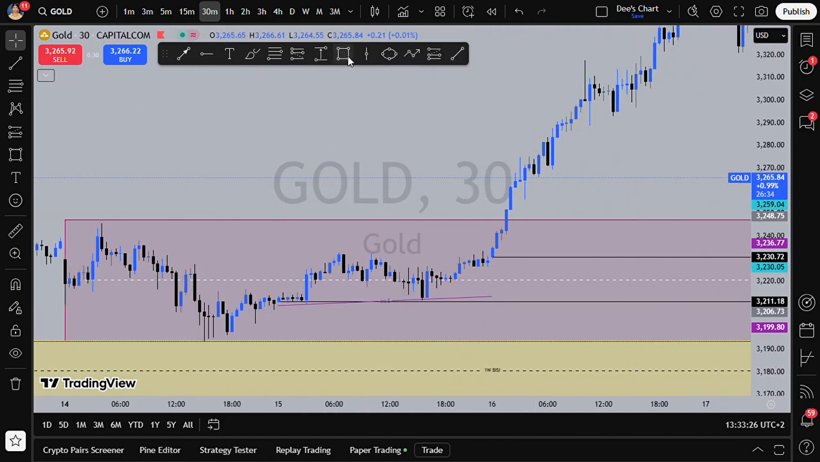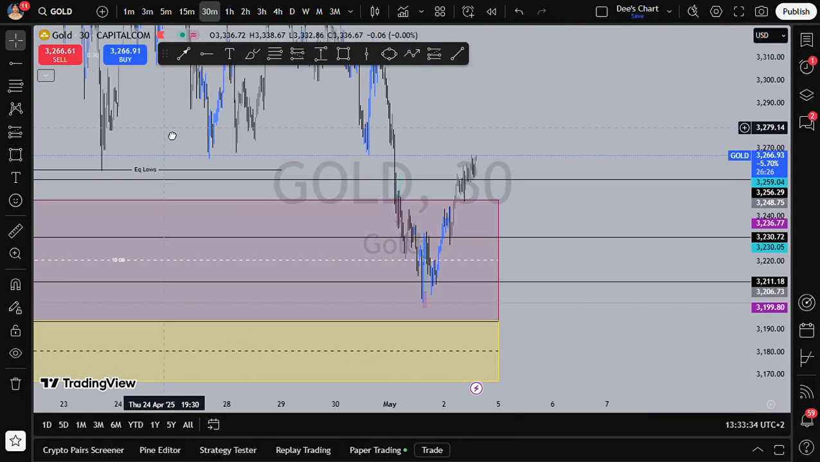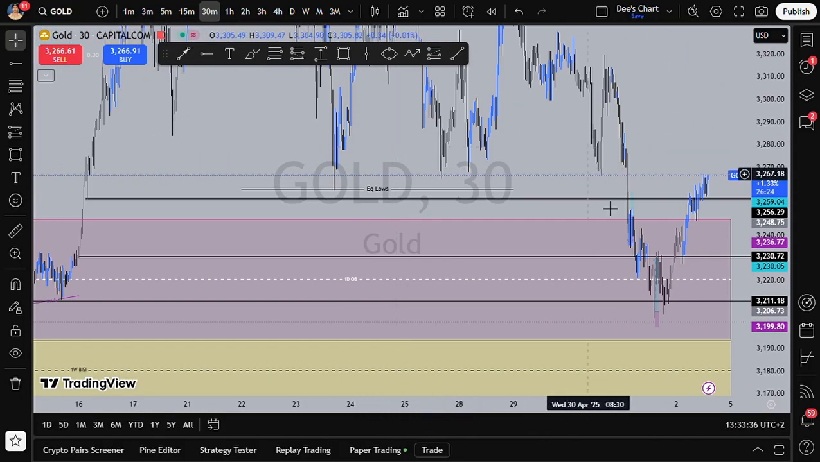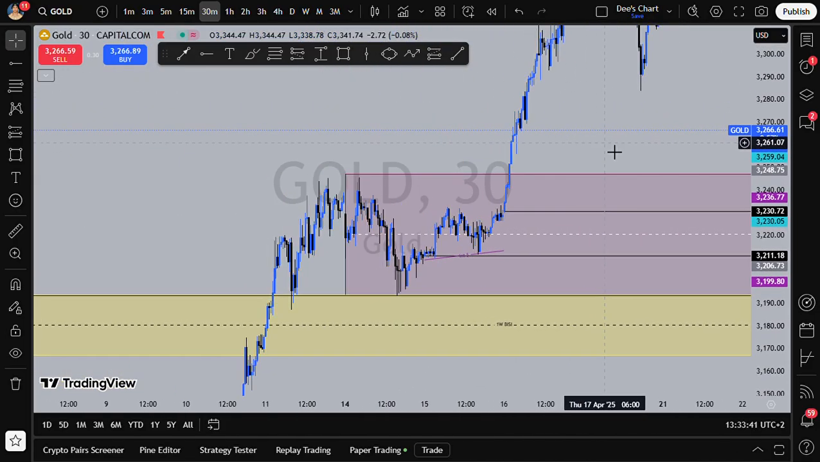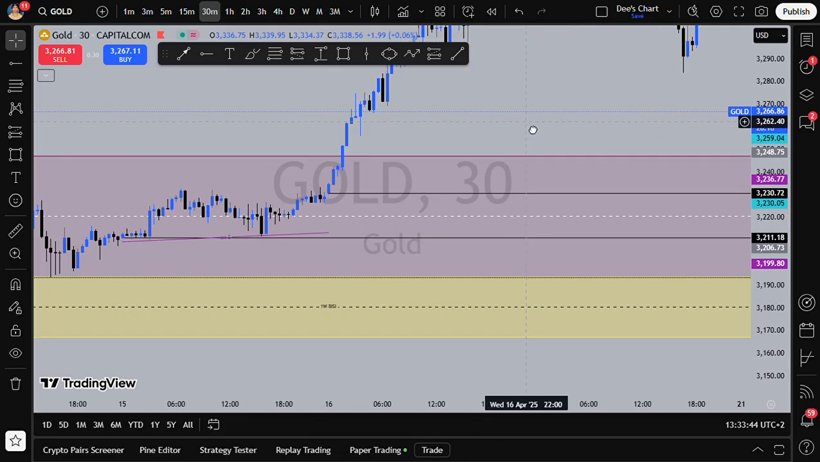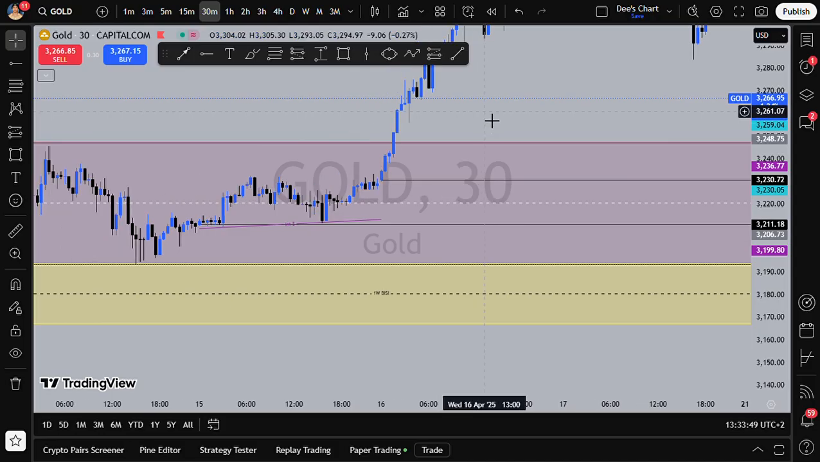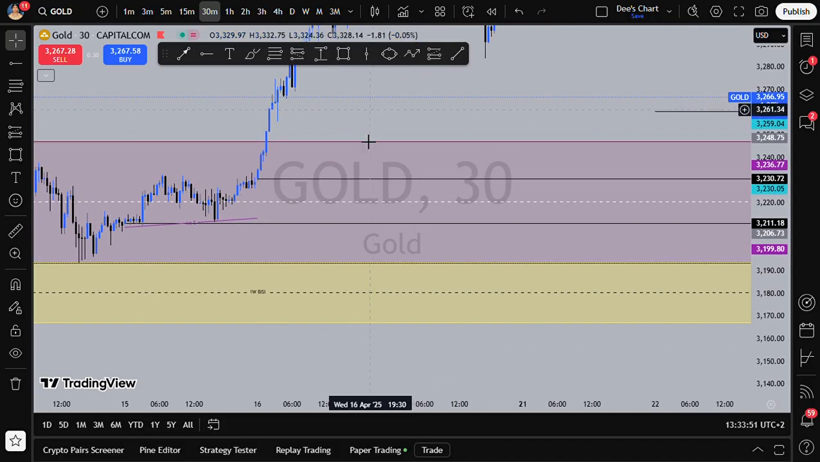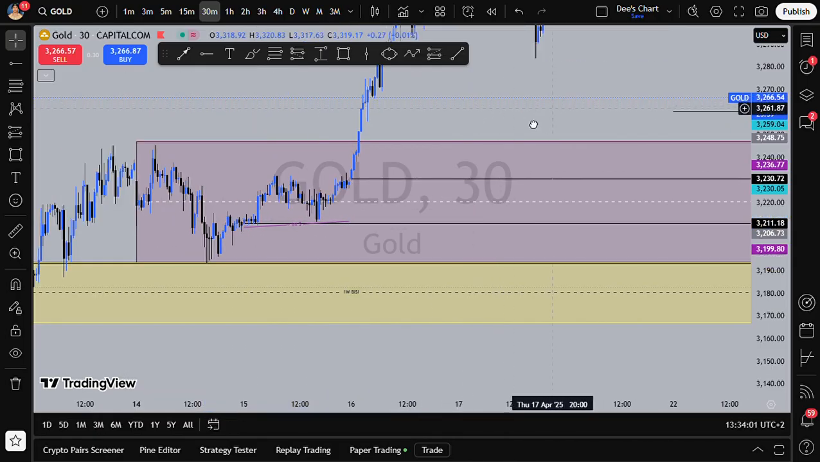so we've got this low right here. I just have to make sure that I'm marking the right stuff. No, I'm not even marking the right stuff. So we've had this, you can actually see it quite a bit more now. It's relatively equal lows right here on the 30-minute that we were heading towards.